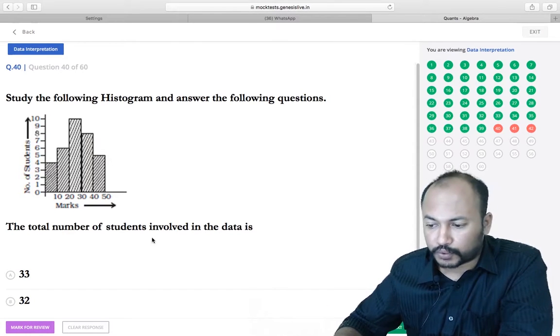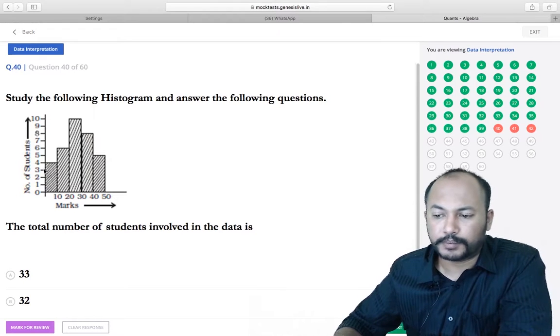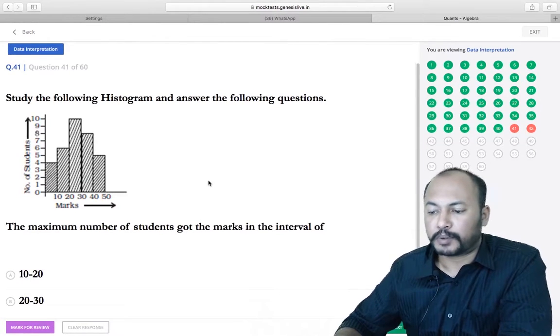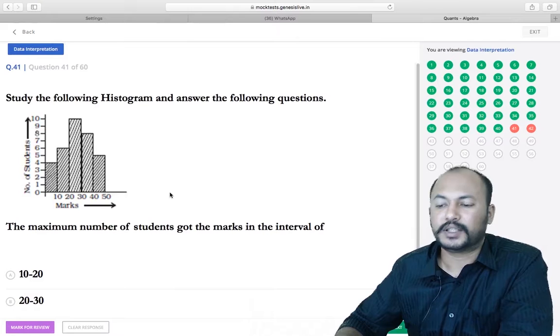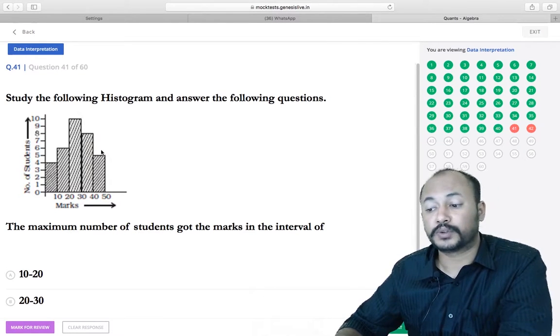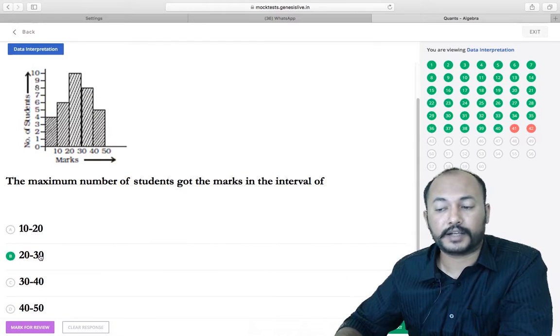Next, total number of students involved in the data. Pretty simple. 4 have got between 0 and 10, and 6 have got between 10 and 20. So 4 plus 6 is 10, plus 10 is 20, plus 8 is 28, plus 5 is 33. That will be the answer. The maximum number of students got the marks in the interval, very easy question, between 20 and 30. Between 20 and 30, 10 students have got the marks.